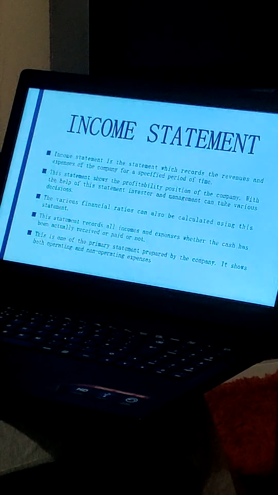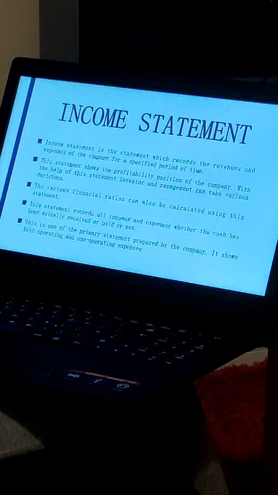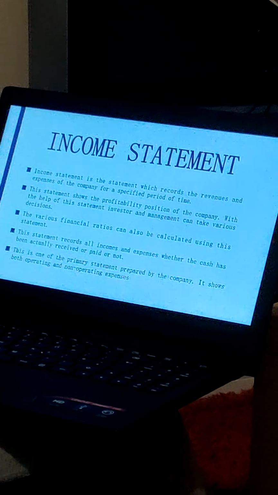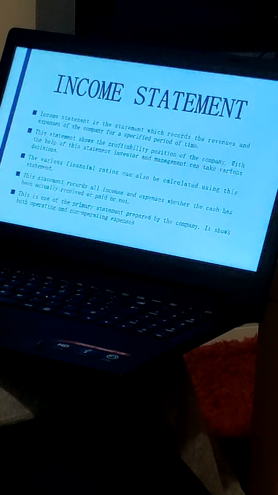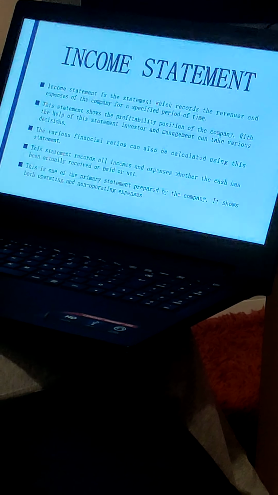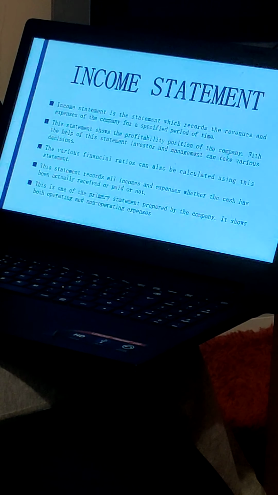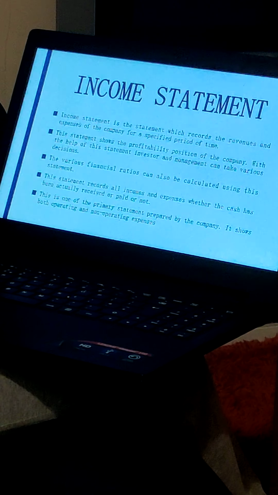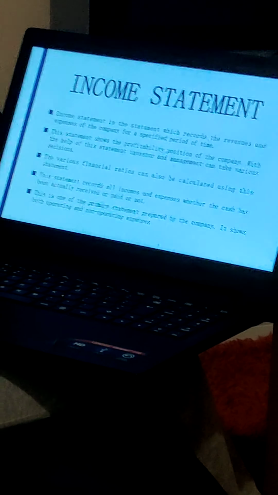Income statement is the statement which records the revenues and expenses of the company for a specified period of time. This statement shows the profitability position of the company. With the help of this statement, investors and management can take various decisions. The various financial ratios can also be calculated using this statement. This statement records all income and expenses, whether the cash has actually been received or paid or not. This is one of the primary statements prepared by the company. It shows both operating and non-operating expenses.